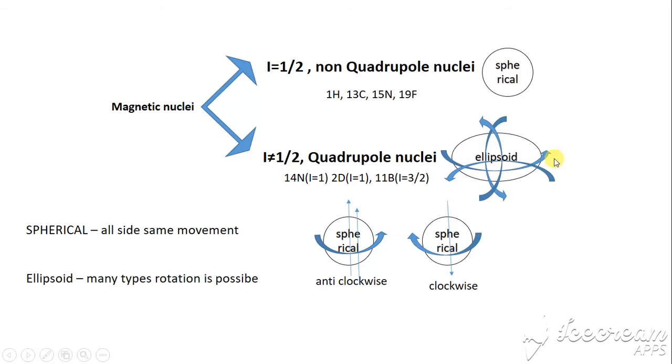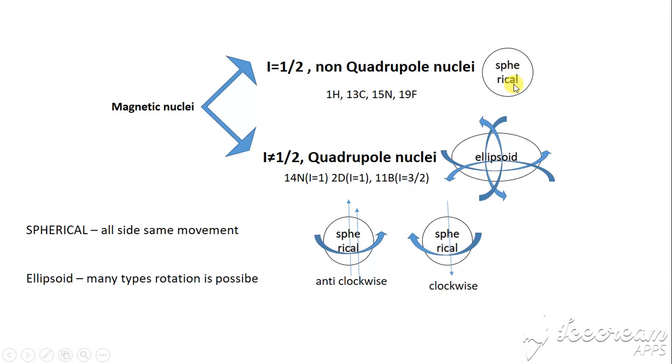Why is this type of study important? Because non-quadrupole nuclei are important for NMR spectra and give a sharp peak. Quadrupole nuclei give a broad peak after transitions and are not very useful for NMR spectra.